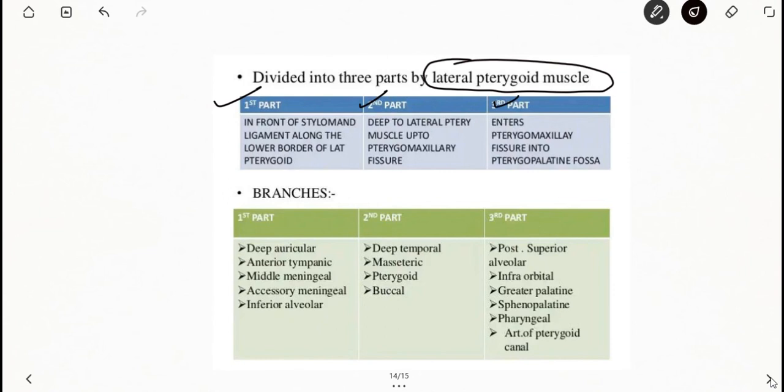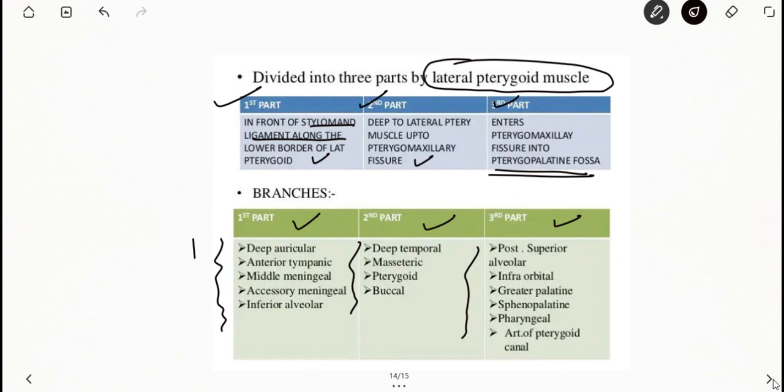The first part is in front of stylomandibular ligament along the lower border of lateral pterygoid. The second part is deep to the lateral pterygoid muscle up to the pterygomaxillary fissure, and the third part enters the pterygomaxillary fissure into the pterygopalatine fossa. These are the branches of the maxillary artery. Remember all these branches. They are usually asked in the MCQ exam.